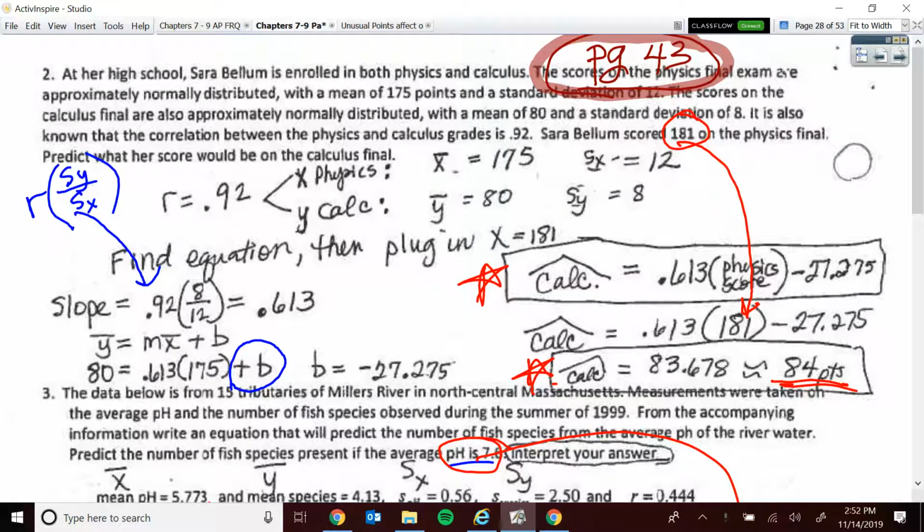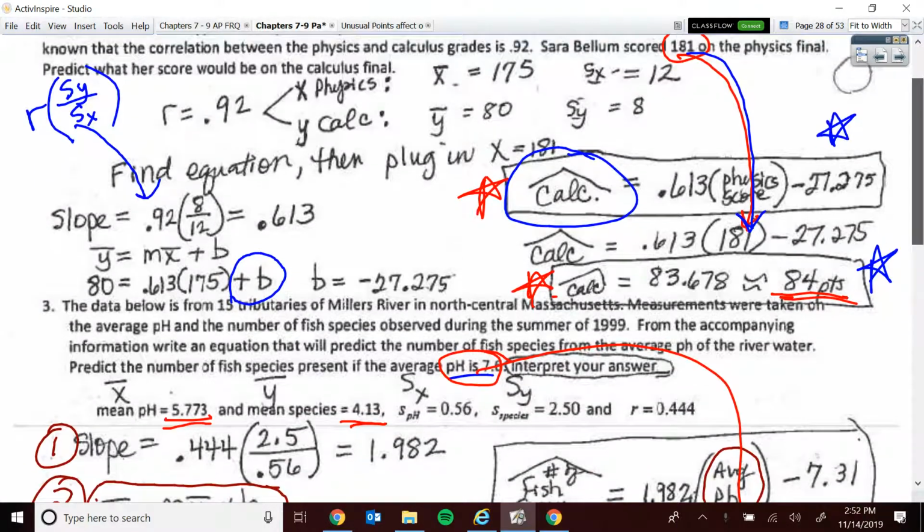One of the things I want to make sure you're doing here is having this equation in context, and we knew that the calculus was our y because we were predicting calculus from the physics. Okay, and then you also have the putting in the physics score to get that predicted calculus grade. Okay, so there's that one.